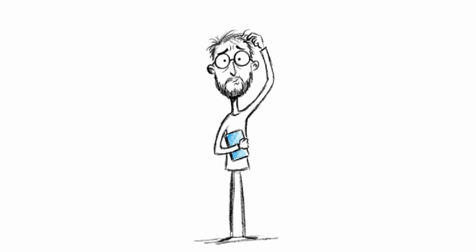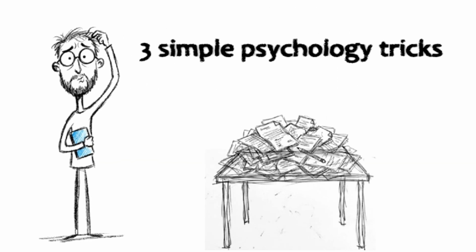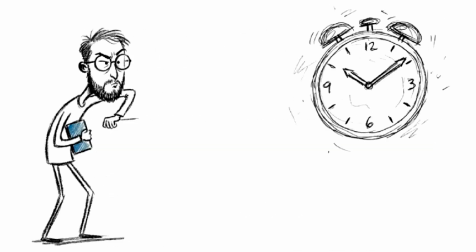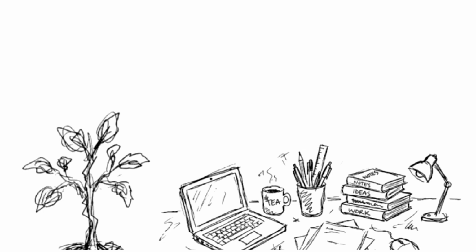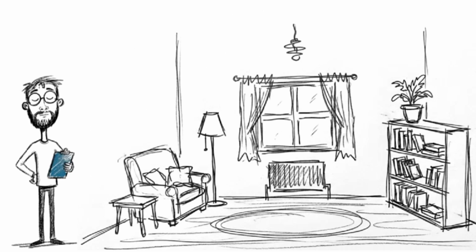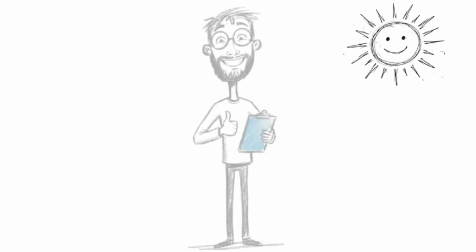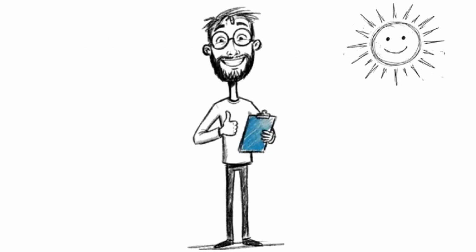Feeling distracted? Let's fix that with 3 simple psychology tricks. First, use the Pomodoro method. Work for 25 minutes. Then, take a 5-minute break. Second, remove distractions by putting your phone away and clearing your workspace. Third, take 3 deep breaths. It calms your mind and sharpens focus instantly. Try these today and watch your focus skyrocket. Don't forget to like and subscribe for more brain hacks.